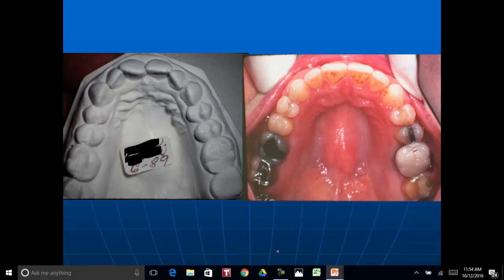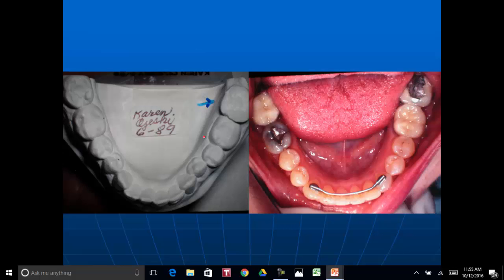And there's the arch form, and you remember we changed the arch form. And this is much bigger than this. One of them's closer than the other one. On the lower, this is like it is now. That was 89. This is probably 95.